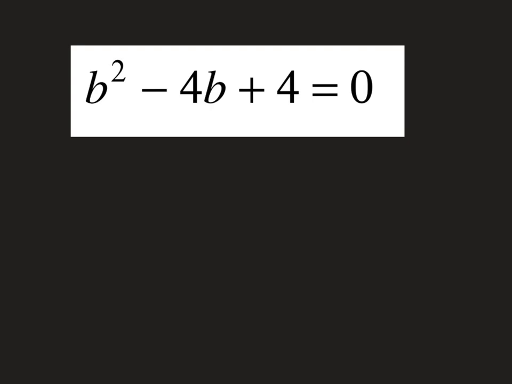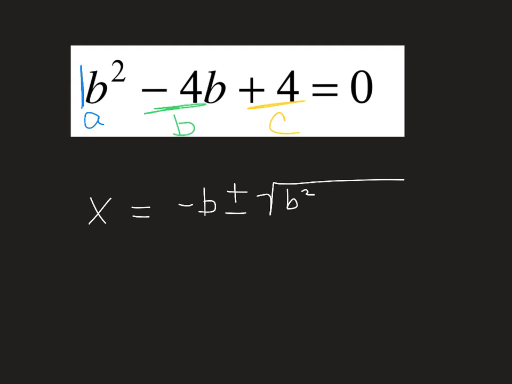This example is extremely similar to the last one we just did, so I would like you to pause, try to work the whole thing out this time using the first one as an example, then restart the video whenever you are ready. So the first thing I notice is that A is going to be that 1 in front of the B squared, B is that negative 4, and C is that positive 4. And I need to memorize the quadratic formula. So x equals negative b plus or minus the square root of b squared minus 4ac, divided by 2a.